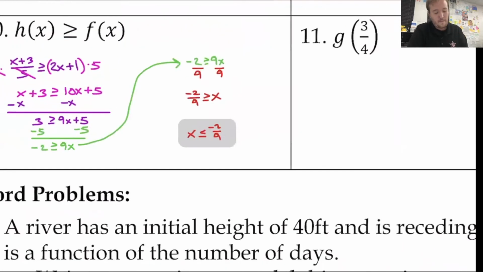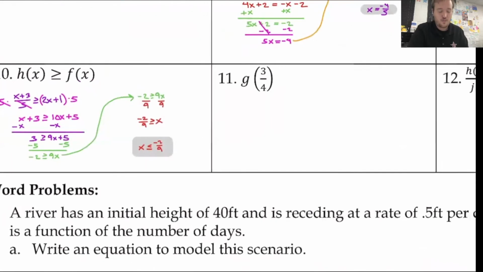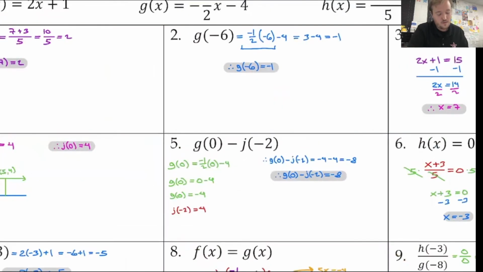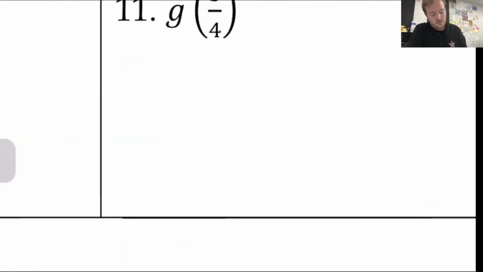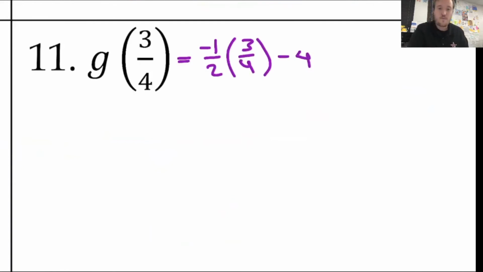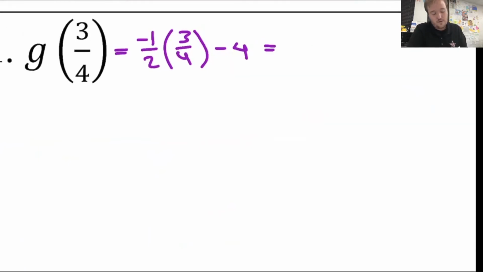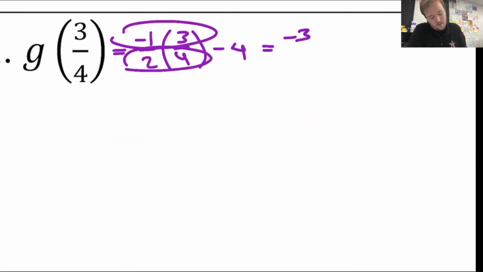All right, now we have g of 3/4. So now we're plugging in a fraction. So we have -1/2 times 3/4 minus 4. Whenever you're multiplying fractions, you multiply across. So -1 times 3 and 2 times 4. So I'm going to have -3 over 8 minus 4.